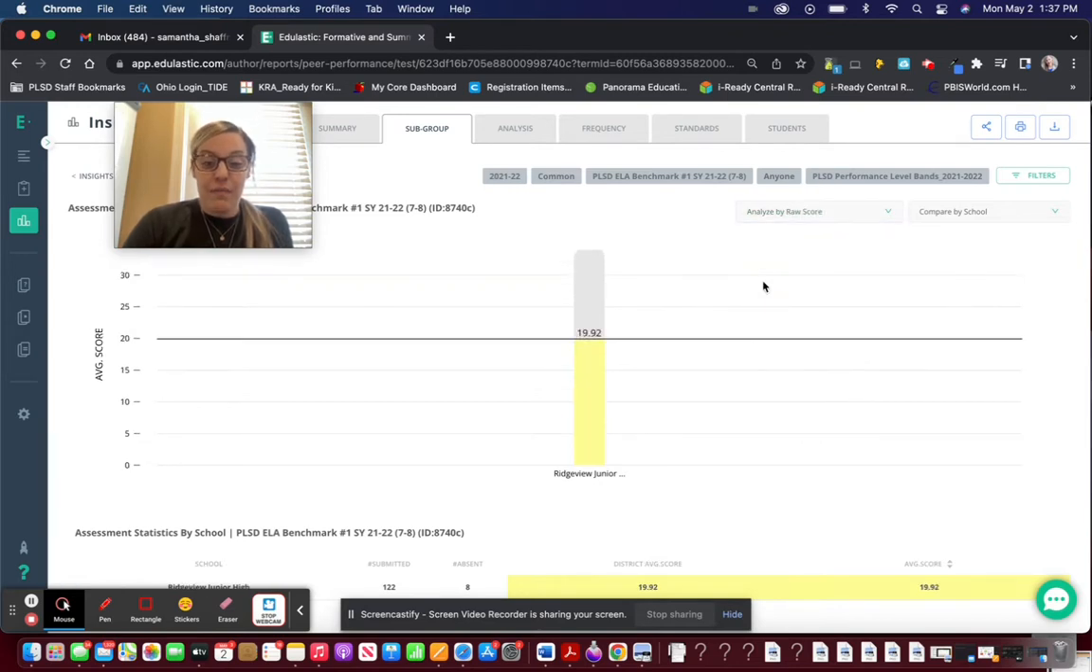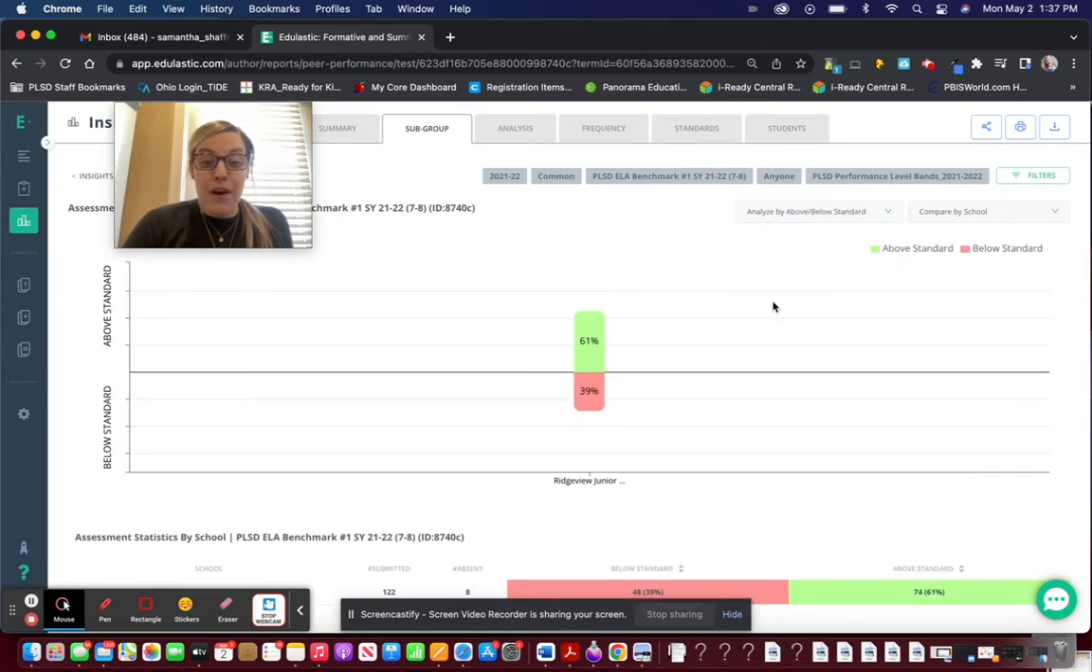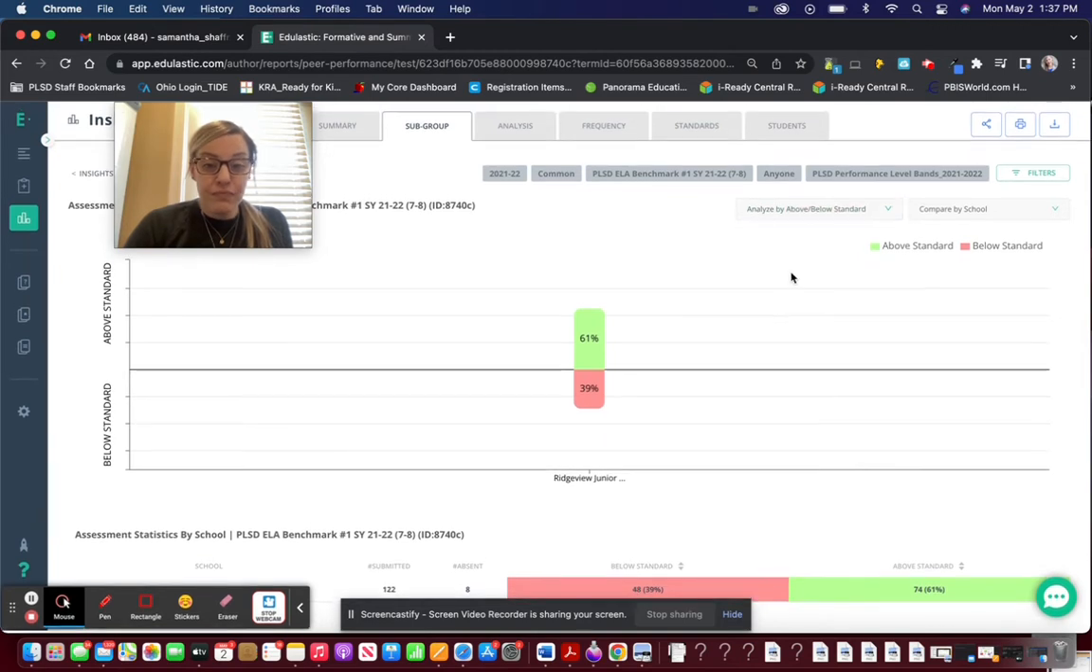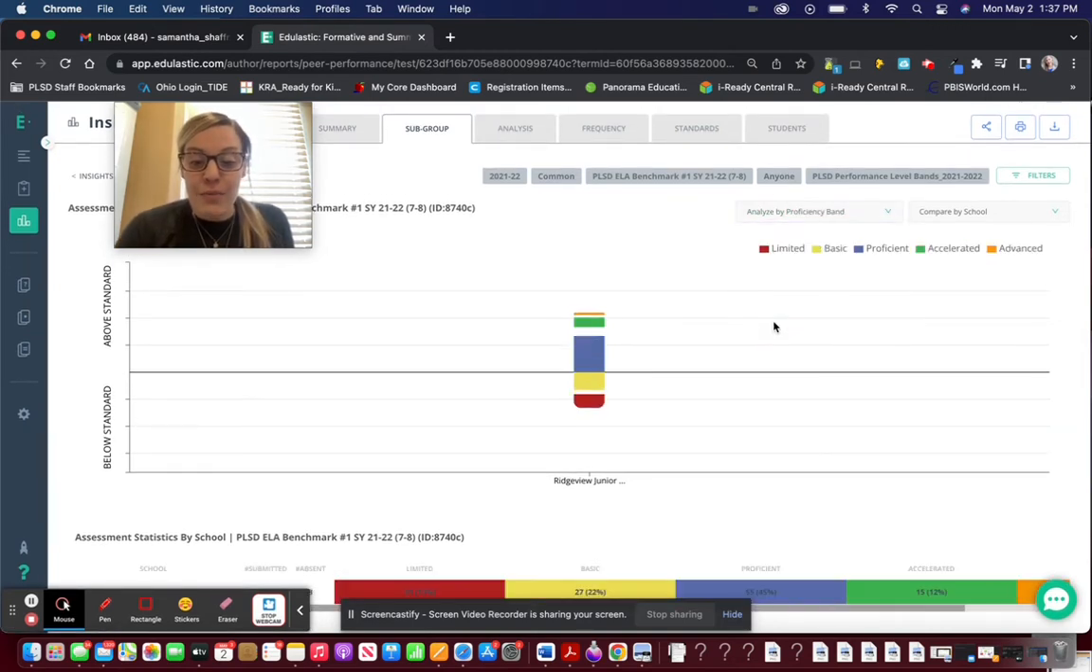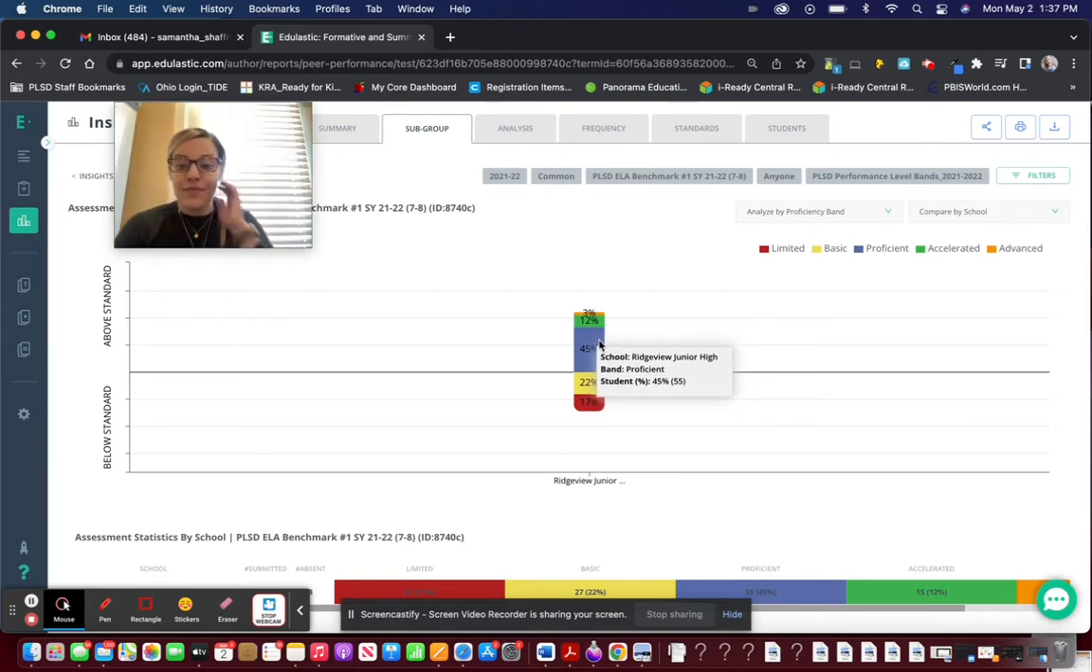And you can look at it raw score, okay? The district average, and then just above and below standard, and the proficiency band. So this is the whole leveling up, from limited to basic to proficient, which is our largest student population, in proficient at 45%. And then accelerated and advanced.